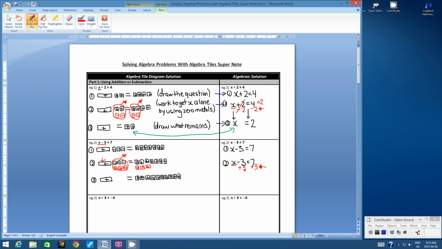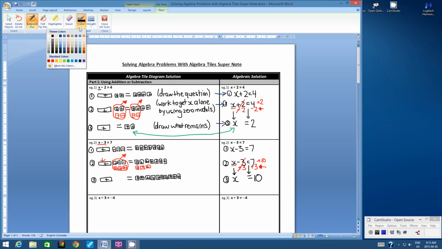All right, so what happens here? Negative 3 plus 3 cancels each other out. What I mean by cancels each other out is that the net result is 0. On the right-hand side, 7 plus 3 is 10. Okay, so let's go to step 3, where we write what remains. In other words, we write the answer. So what remains here? We have x. From here, negative 3 plus 3 cancels each other out. It's 0. We have the equal sign, and then we have our answer, 10.